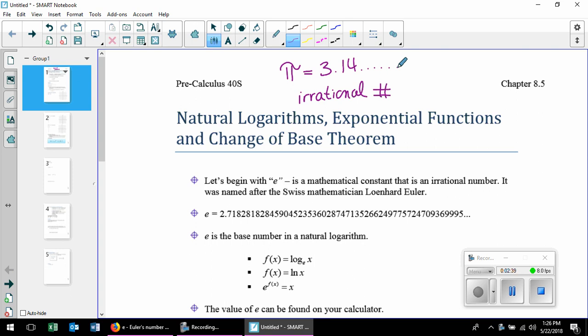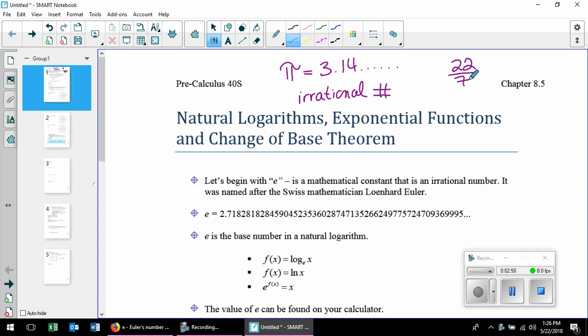The closest ratio to it is 22 over 7. That would be July 22nd. Call that approximate pi day if you want to celebrate pi day again. July 22nd is approximate pi day. Absolutely. Send me an email. I'll send you bonus marks.